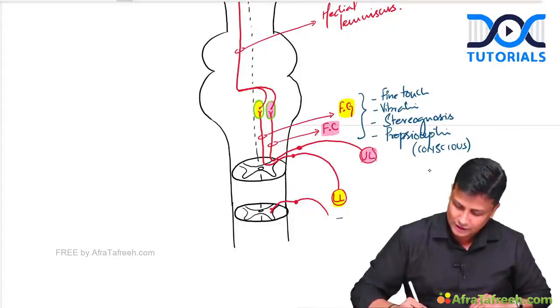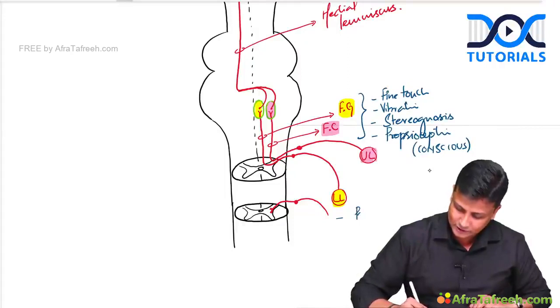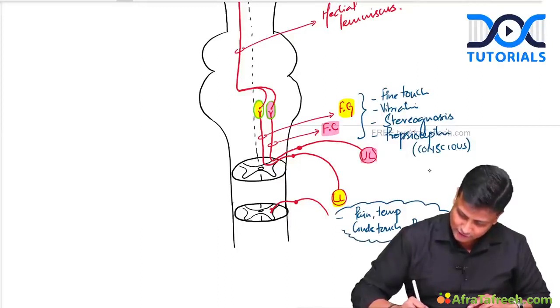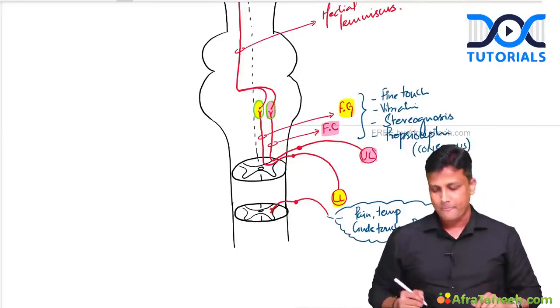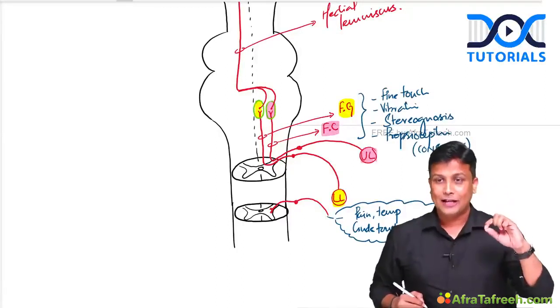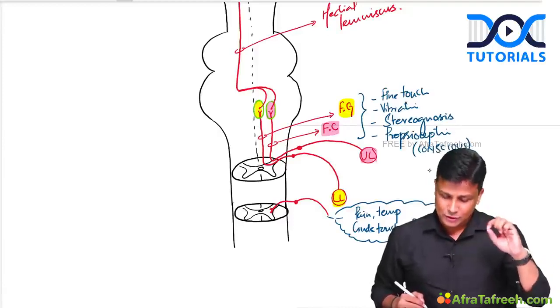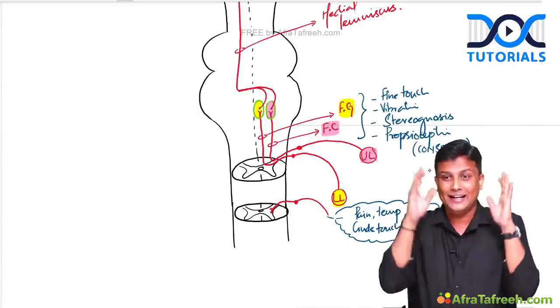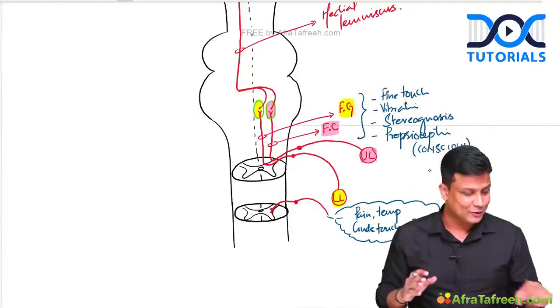They are the ones which are going to carry the pain, and then the temperature, and then the crude touch and pressure. So pain, temperature, crude touch and pressure, this is going to enter via the dorsal root ganglion. And yes, after entering via the dorsal root ganglion, these fibers are going to end there, guys. Okay, these fibers are going to end there.